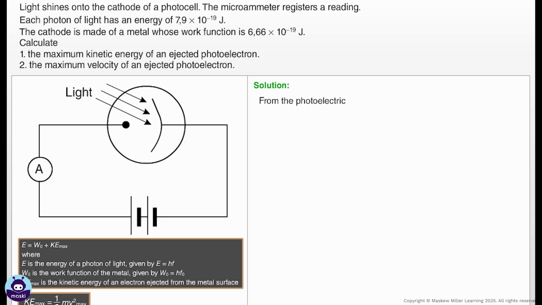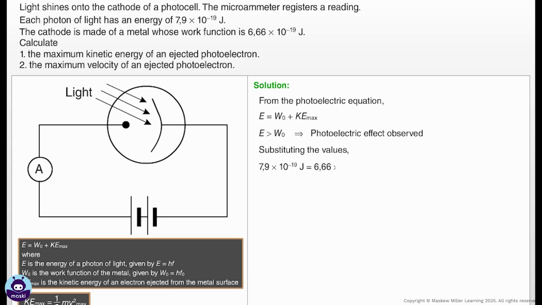Solution. From the photoelectric equation, E equals W0 plus kinetic energy max. We are given the work function of the metal. We are also given the energy of each photon of light that is used. The energy of each photon of light is greater than the work function of the metal, so the photoelectric effect will be observed. Substituting the values. Therefore, kinetic energy max equals 1,24 times 10 to the power negative 19 joule.